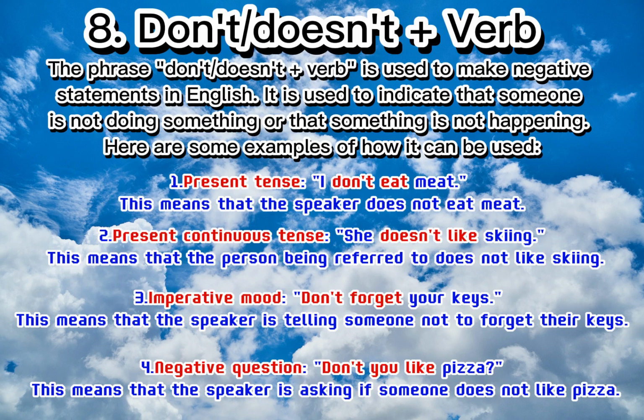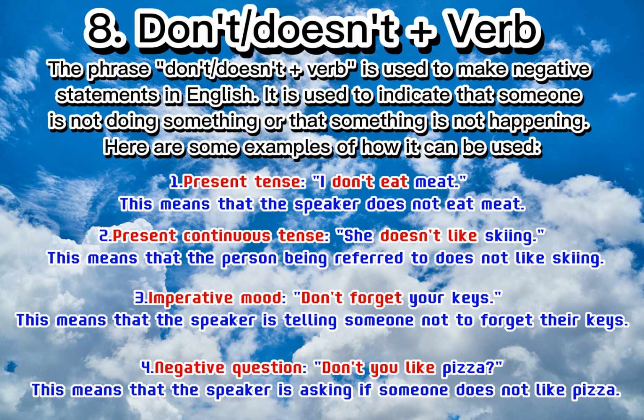8. Don't or doesn't plus verb. The phrase "don't or doesn't plus verb" is used to make negative statements in English. It is used to indicate that someone is not doing something or that something is not happening. Here are some examples of how it can be used. 1. Present tense. I don't eat meat. This means that the speaker does not eat meat.